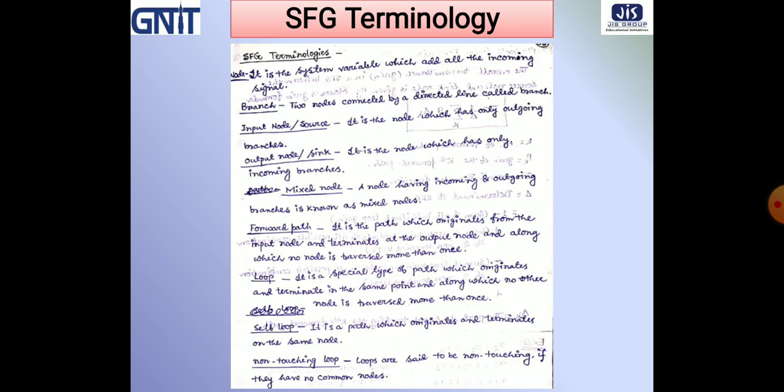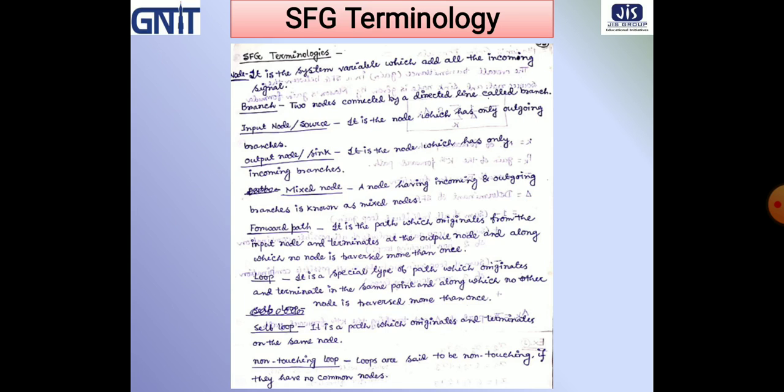Now what is input node or source? It is the node which has only outgoing branches. No incoming branches will be there. So that is input node or source. What is output node or sink? It is the node which has only incoming signal. No outgoing signal is there. That is output node. What is mixed node? There all incoming and outgoing signals are present. That is called mixed node.